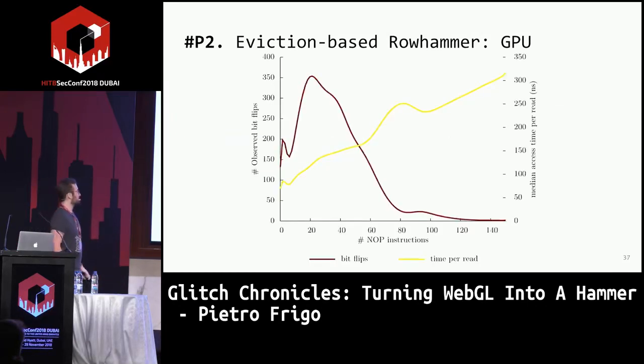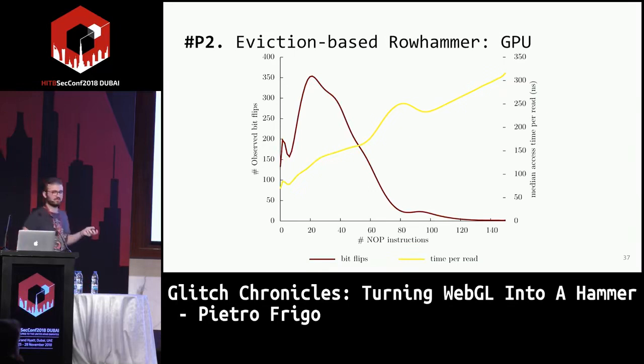Now, this is cool, but is this fast enough? This plot comes from Drammer, actually. It is a plot that Victor made, and he was studying how much latency you can wait between two memory accesses to still get bit flips. The number of NOP instructions on the x-axis is what is put between the two memory accesses, and on the y-axis you have the number of observed bit flips and the time. As you can see, the time increases as the number of NOP instructions increases, and at the same time the number of bit flips decreases.